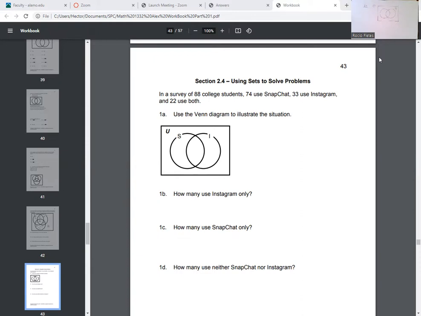We want to work from the center, from the inside out, and then expand. So it says that 22 college students use both Snapchat and Instagram. So 22 use both, so 22 goes in the center. And then we know that 74 use Snapchat and 33 use Instagram. So we're going to subtract.